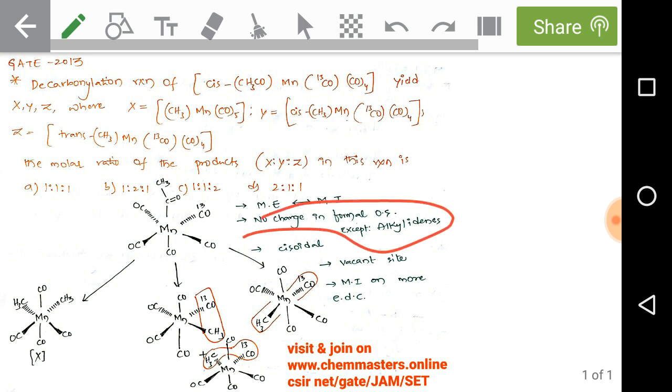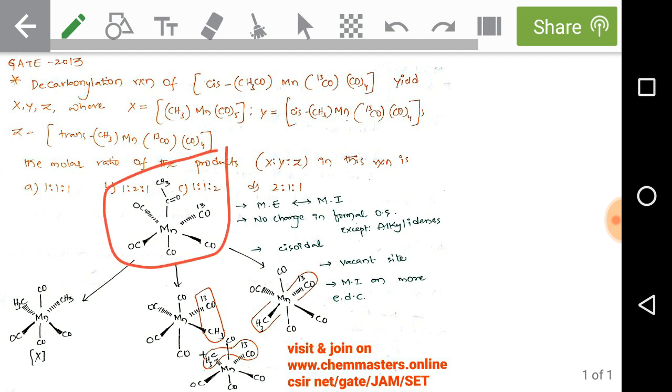I know there is no change in the formal oxidation state of the central transition metal in migratory insertions, but we can observe the exception is simply alkylidynes, where the charges or oxidation states change. Now once again check the given reactant.